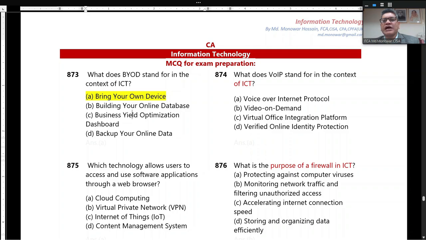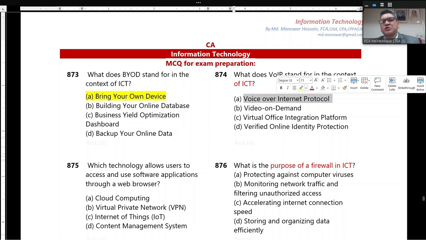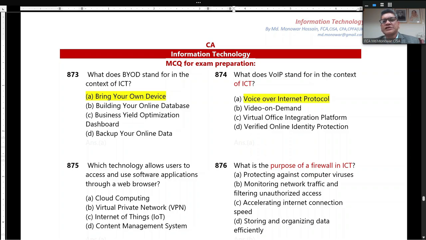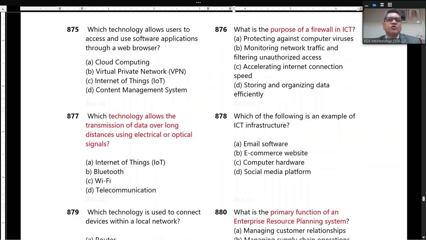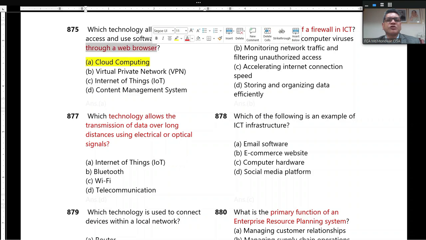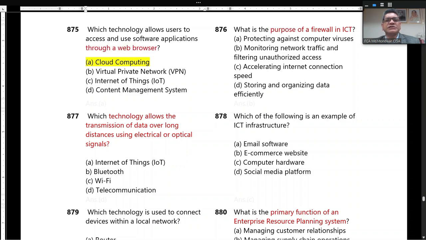What does VoIP stand for in the context of ICT? VoIP means Voice Over Internet Protocol. Which technology allows users to access and use software applications through a web browser? Cloud computing. Through a web browser, this technology, cloud computing, lets users access software applications.